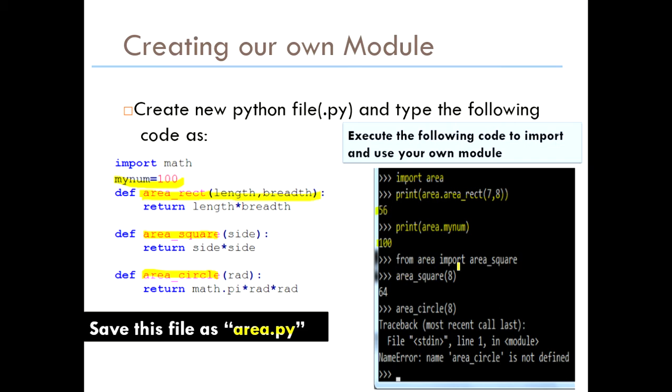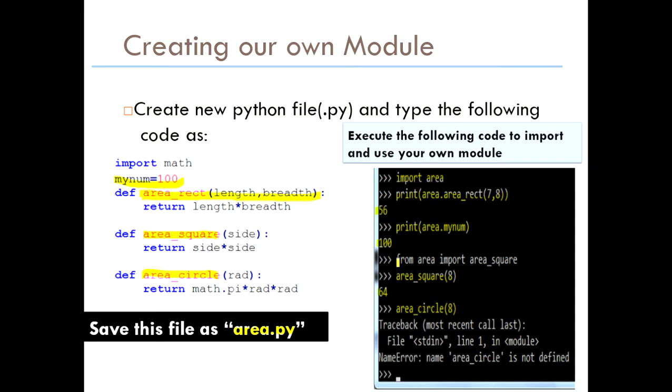Now from area import area_of_square. Now using area_of_square with parameter 8, this will give 64 because the area of a square is side into side, 8 into 8 is 64. Now if we use area_of_circle with parameter 8, it will produce an error because we have not qualified this name. We have to first qualify this name this way: area.area_of_circle with parameter 8. Then this will not produce an error.